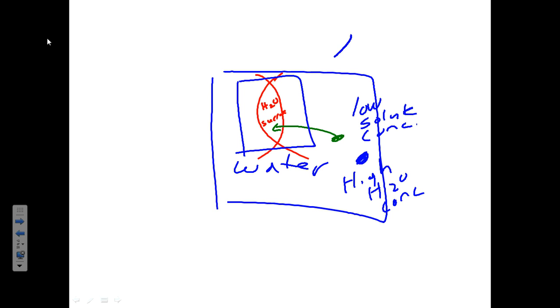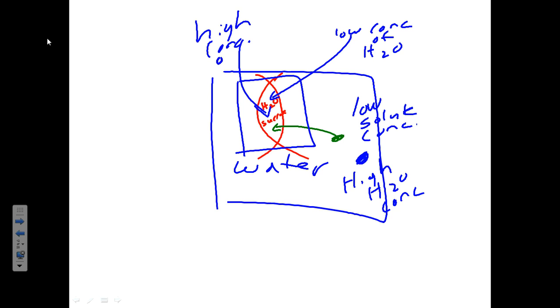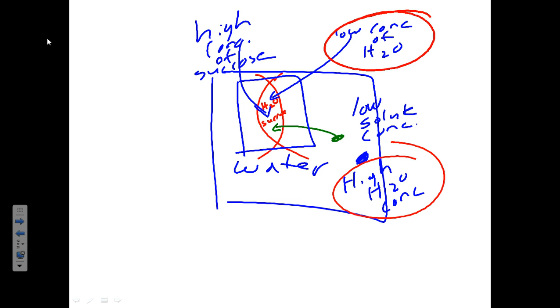In this bag is a low concentration of what? Water. But in that bag also is a high concentration of what? Sucrose. So we're going to define osmosis two ways. It's the movement of water from high water concentration to low water concentration. So the water is going to go into the bag. But another way of thinking about it, it's the movement of water from where there's a lower solute concentration to where there's a higher solute concentration.